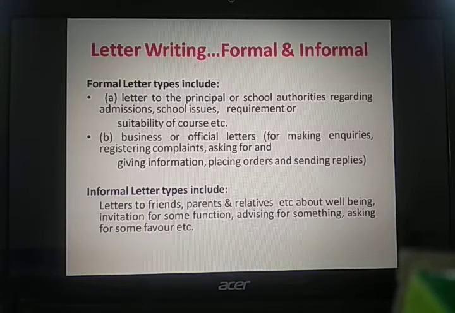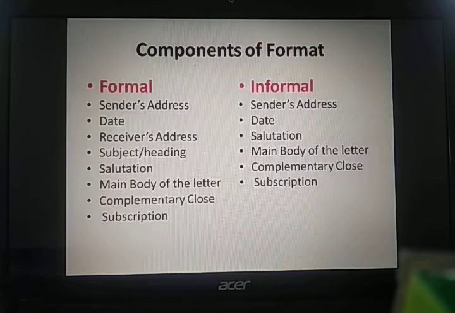Second is informal letter types, and they include letters to friends, parents and relatives, etc. about well-being, invitation for some function, advising for something, asking for some favor, etc. Okay. Now components of format. What are the components of format of both formal and informal letters?